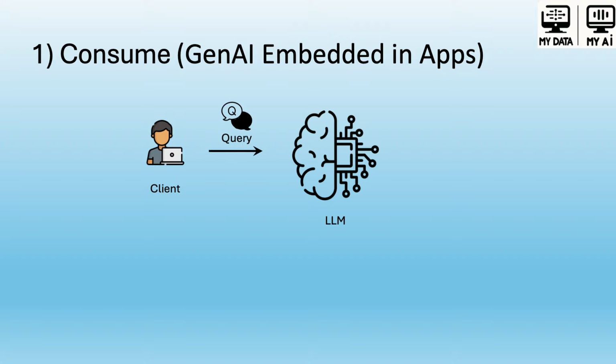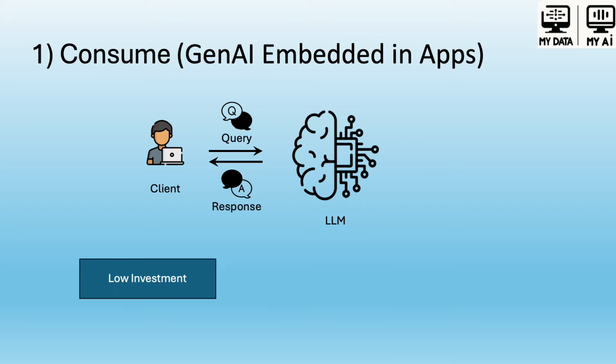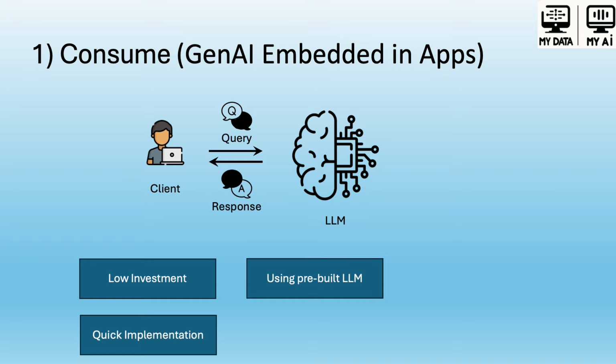The first approach is consume. It involves using generative AI embedded in existing applications. This is the easiest way to leverage AI as it requires minimal setup and integration. It's ideal for quick wins and testing out AI capabilities without significant investment.